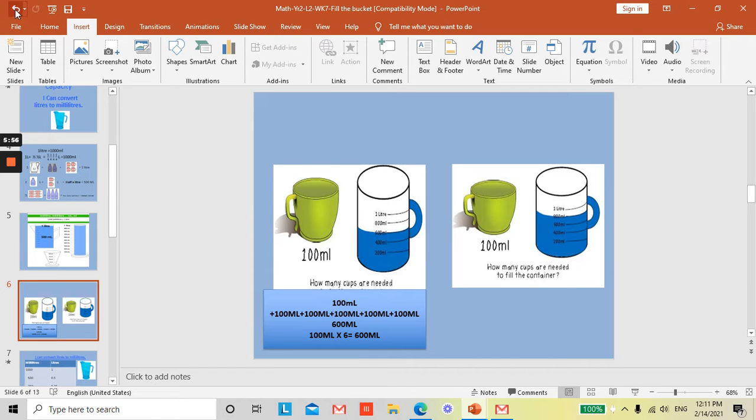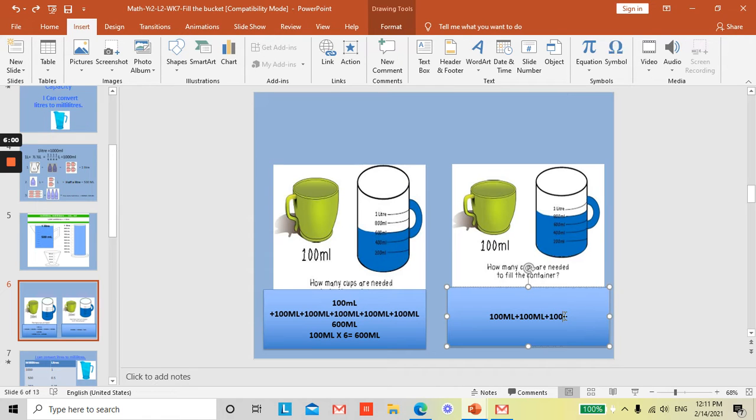Plus 100 milliliters plus 100 milliliters plus 100 milliliters plus 100 milliliters, we have 1, 2, 3, 4, 5, 6, plus 100 milliliters plus 100 milliliters, 1, 2, 3, 4, 5, 6, 7, 8 is equal to 800 milliliters.